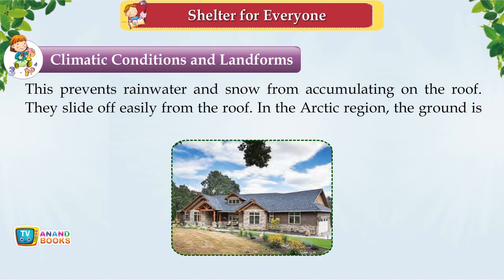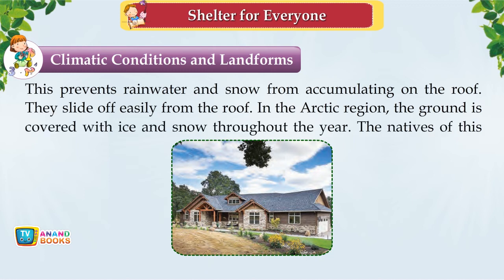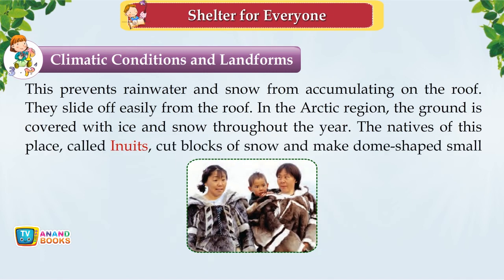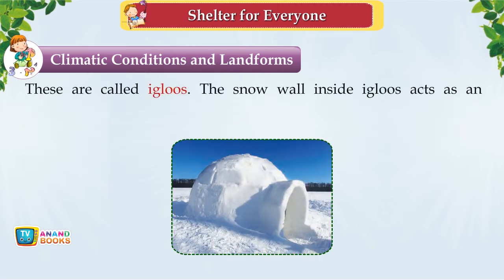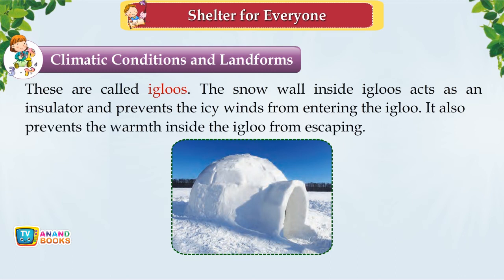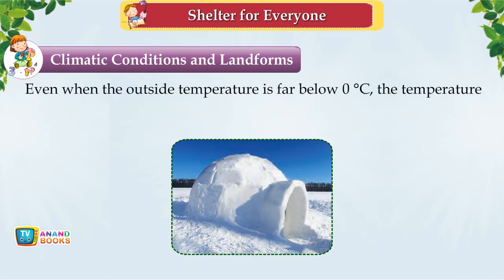In the Arctic region, the ground is covered with ice and snow throughout the year. The natives of this place, called Inuits, cut blocks of snow and make dome-shaped small houses using them. These are called igloos. The snow wall inside igloos acts as an insulator and prevents the icy winds from entering the igloo. It also prevents the warmth inside the igloo from escaping. Even when the outside temperature is far below 0 degrees Celsius, the temperature inside the igloo is warm and cozy.